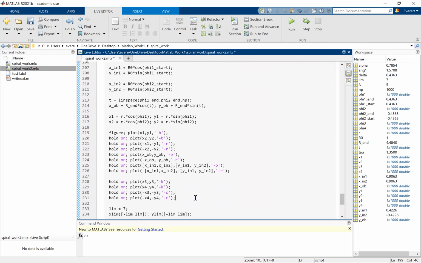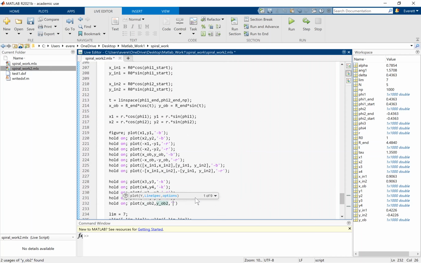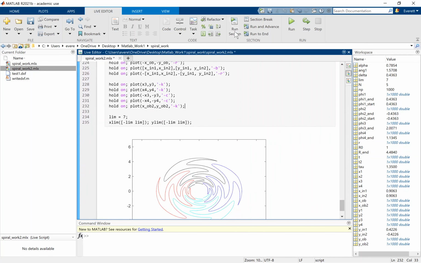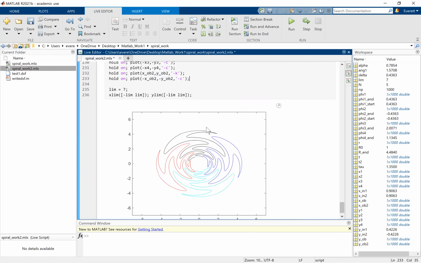All right, so let's just plot that here. So we'll do hold on, plot x_outer_bound_2, y_outer_bound_2. We'll make this black. All right, so if we do that, we have a really nice outer bound. And again, to do it for the other one, we just take this and we make it negative. So x is negative, y is negative. We'll make this cyan. And there we go. We have our very nice outer bounds here. So we have all of our outer bounds.